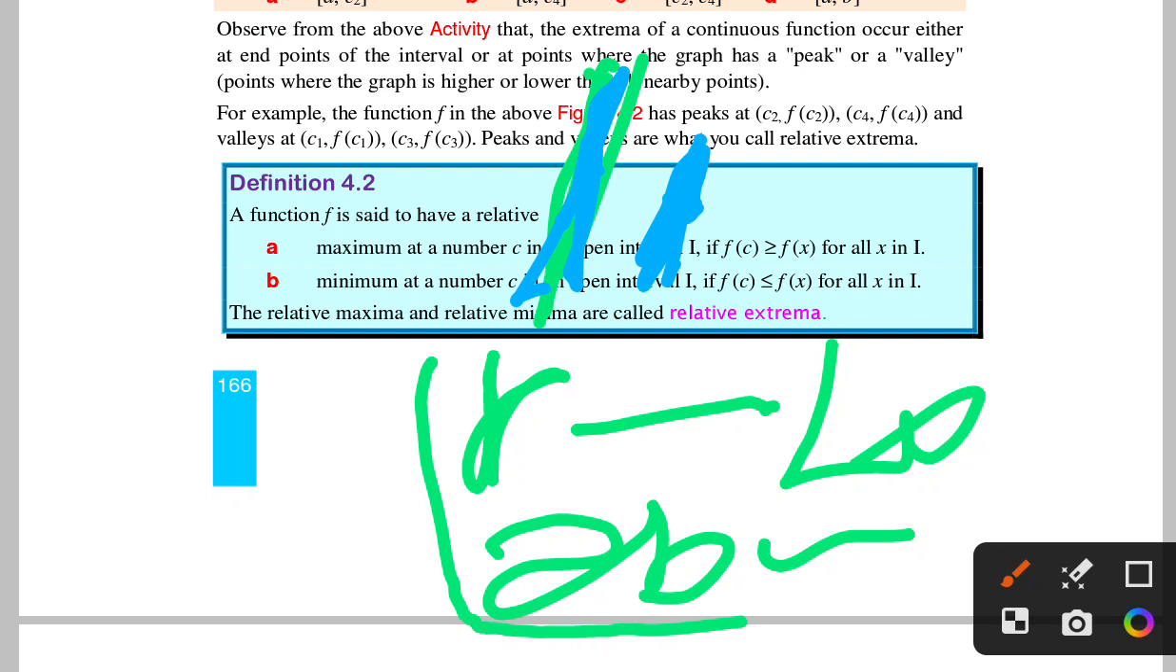Relative location is when we compare this smallest one to the larger one. Good. All about this relative location and relative maximum. Absolute relation and absolute location and relative location.